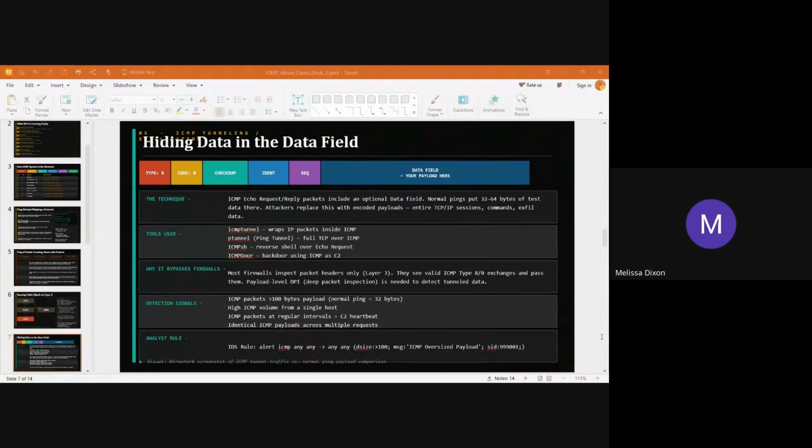And then we have P-tunnel, which is TCP over ICMP, including HTTP or HTTPS sessions. And then ICMP-SH is reverse shell. Attacker controls the victim via echo replies.